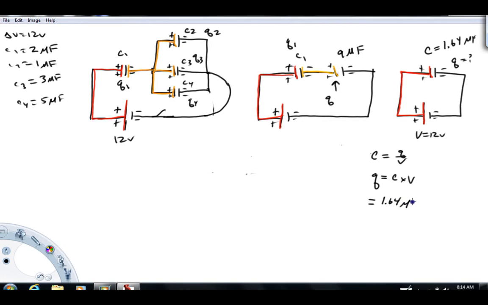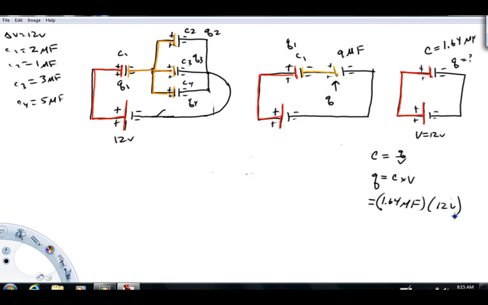Let's see, that's going to be microfarads. Keep in mind a farad is a coulomb per volt, times the voltage on that capacitor. Now here's the nice thing about having this color-coded. As I look here, red to black here means 12-volt potential. And on this capacitor, that is red to black. So the potential across it is 12 volts.